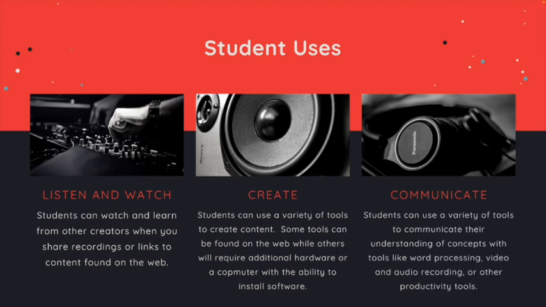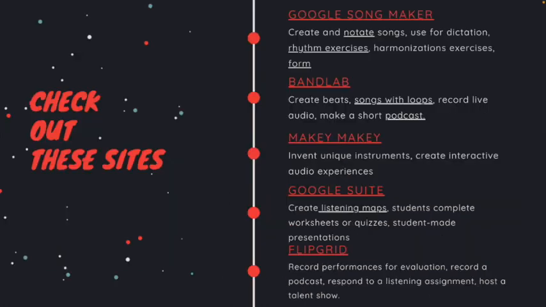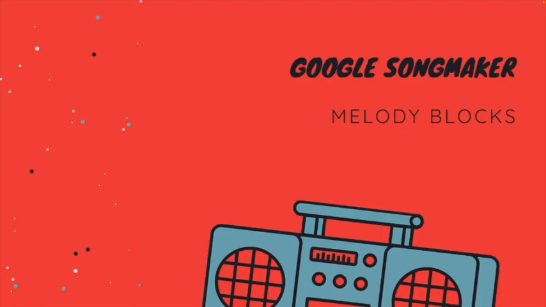Once students have created content, they're going to need to share their ideas. And this can be done with a variety of tools like word processors, video and audio recording, and other productivity tools. Now I want to take a little bit of time to share some specific lessons and activities that I've done with my students that I think address some of the issues that I raised in this discussion. I'll feature activities with Google Songmaker, BandLab, Makey, Google Suite, and Flipgrid.